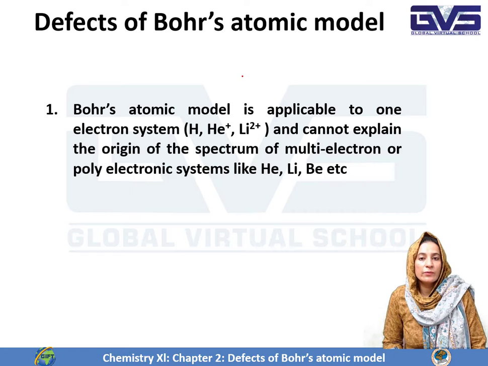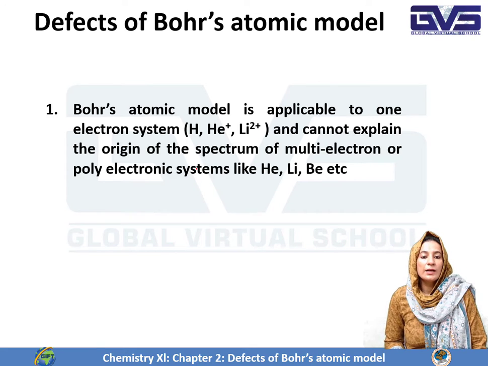First, Bohr's atomic model is applicable to a one electron system, or you can say mono-electron system. I already explained in previous lectures that hydrogen is a one electron system. Helium ion has one electron because it's an ion. Lithium 2 plus ion also has one electron. So this is called a mono-electron system.